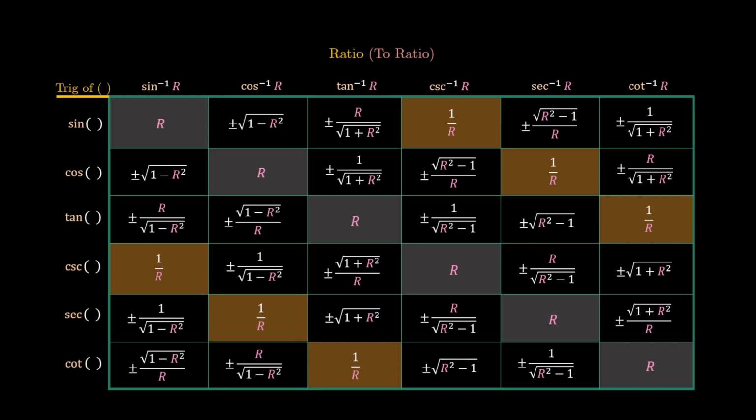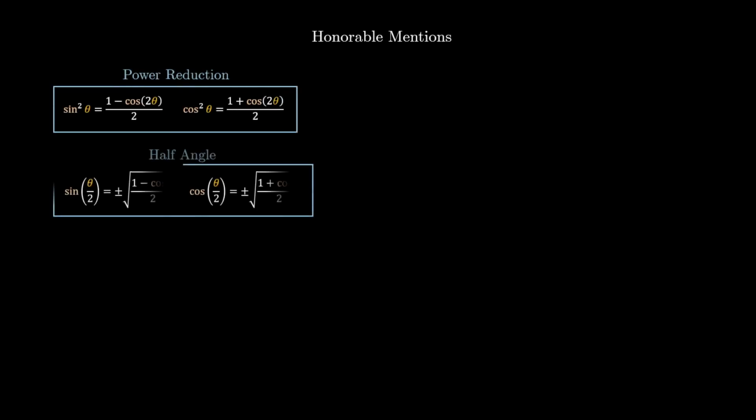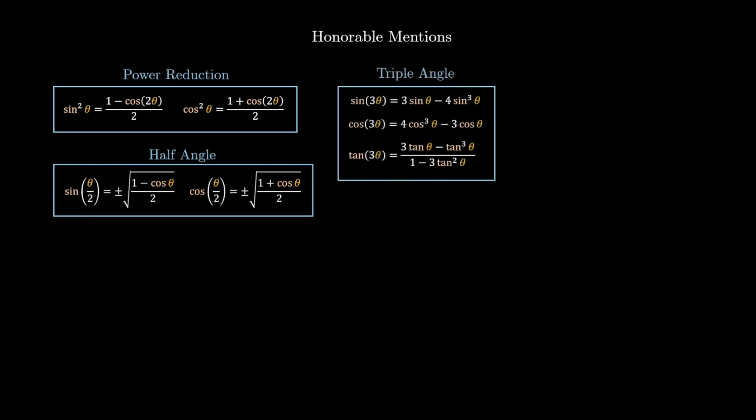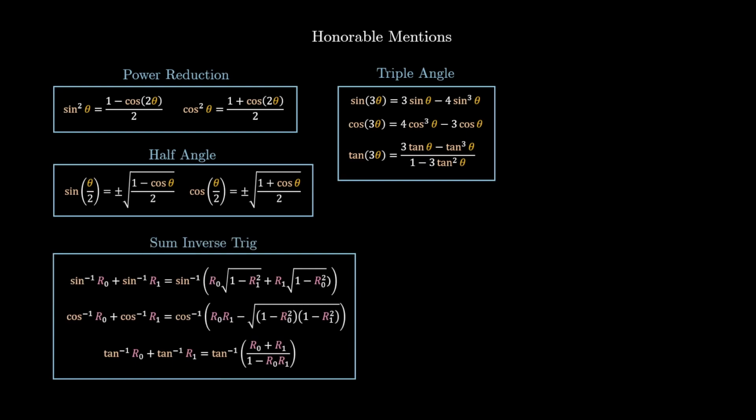To end this, let's mention some honorable mentions. So we have the power reduction, and then we also have the half angle, where if you look closely, the half angle is very similar to the power reduction. Now, instead, we took the radical of this and got this, and we reinterpreted theta to be theta over 2, so then 2 theta dropped down to a theta, okay? And further, we have triple angle, and then we have sum of the inverse trig, where before we were summing the trig, now we're summing the inverse trig.